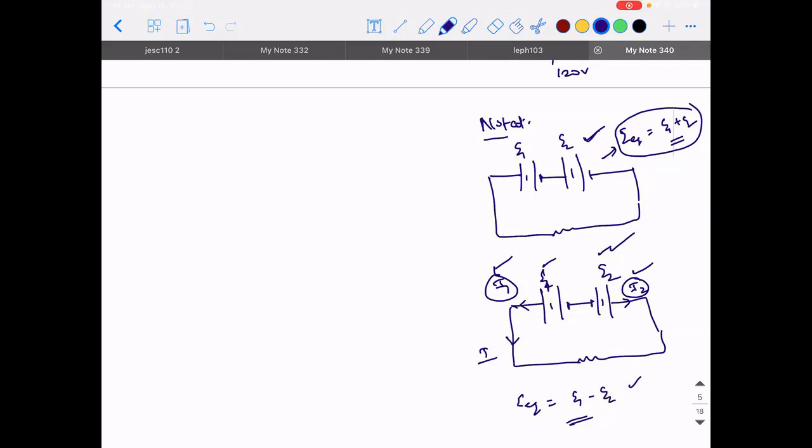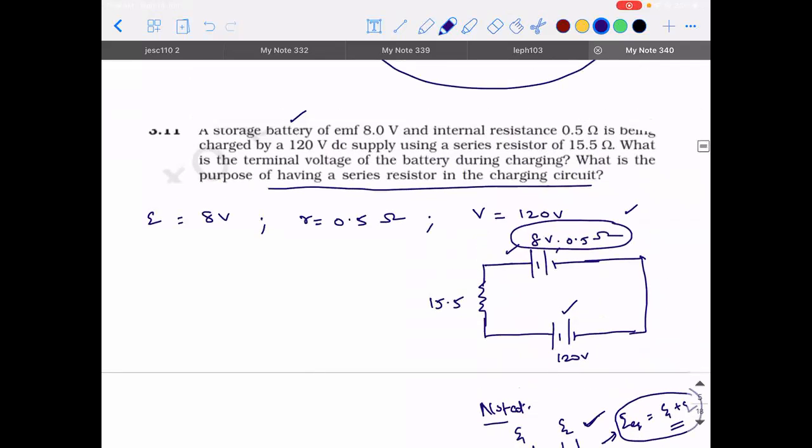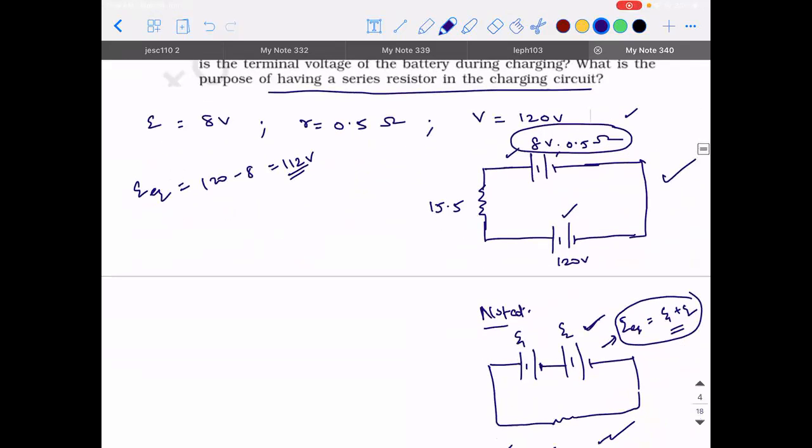Okay. Now, taking these concepts into consideration, tell me what will happen here. What is going to be the equivalent EMF? E1 minus E2. Yes. So it is going to be 120 minus 8, that is 112 volt. And what is going to be the value of R equivalent? 15.5 and 0.5 are connected in series.